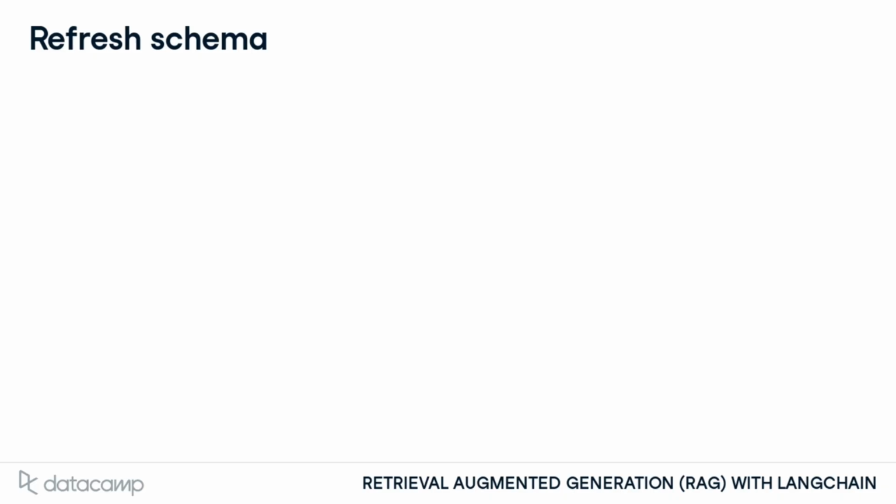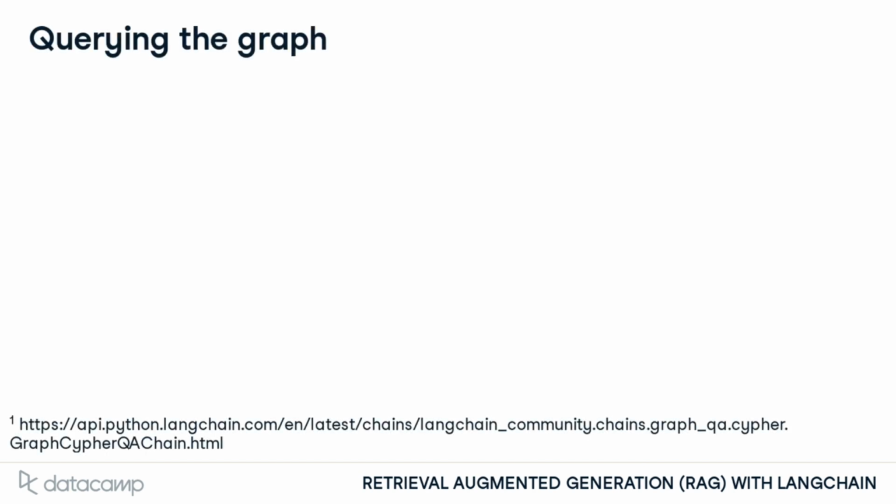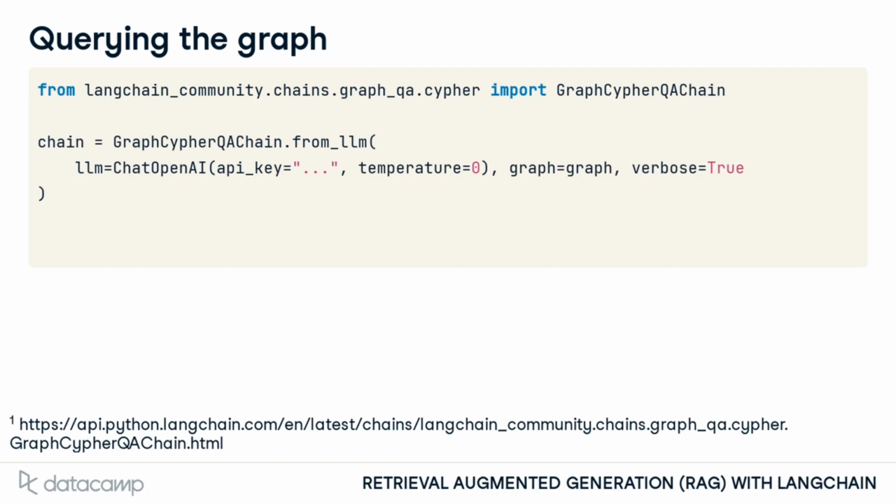Let's continue our previous example where we created a graph containing Wikipedia documents about large language models. We can refresh the schema to see the most recent nodes and relationships, which is particularly useful when the graph is being auto-populated. Now to the fun part. We import graph Cypher QA chain, call the .fromLLM method, and pass it an LLM and our graph database containing the graph documents. We'll also specify verbose equals true, so we can see the Cypher query and result returned from the database in the output. As before, we use temperature 0 to generate more deterministic responses.